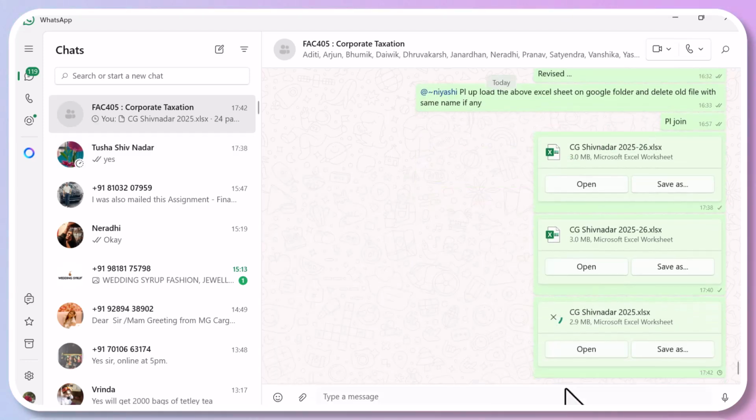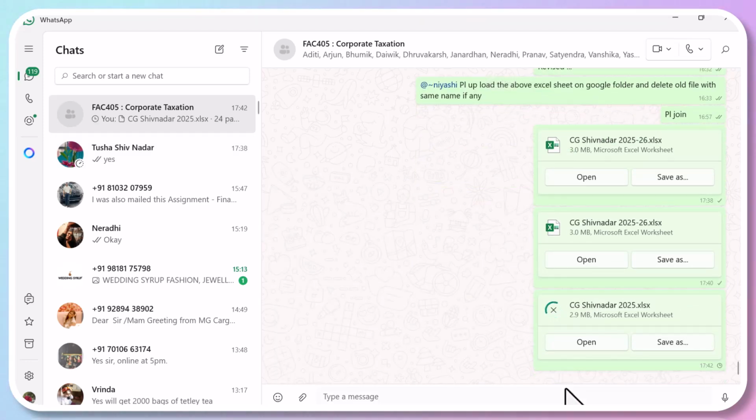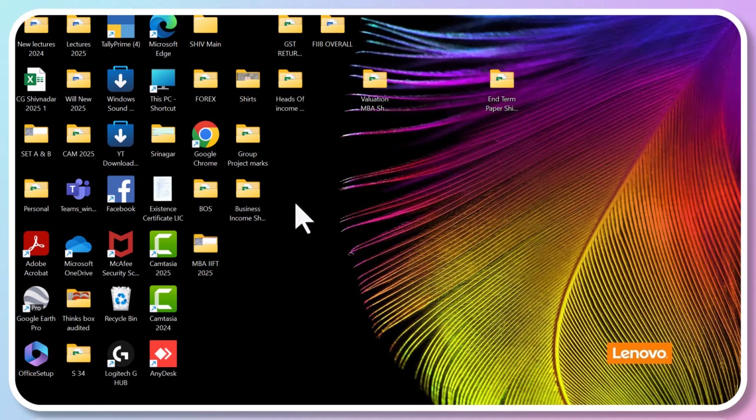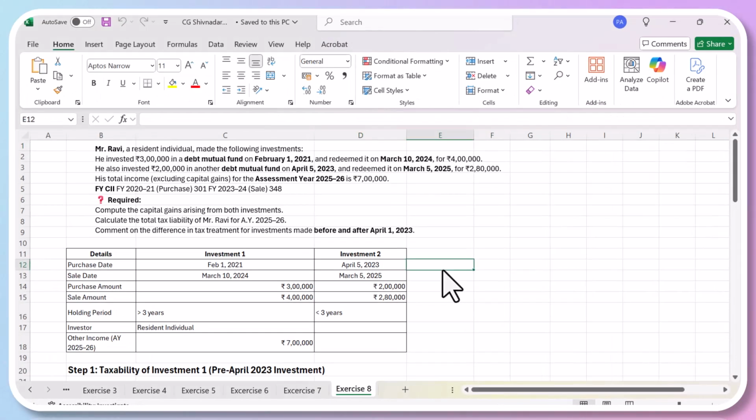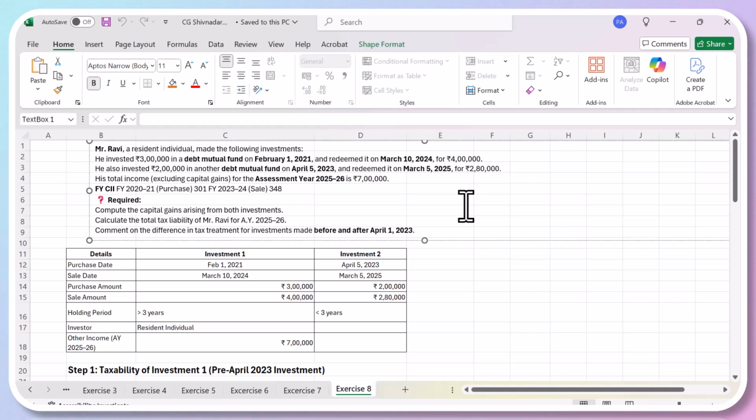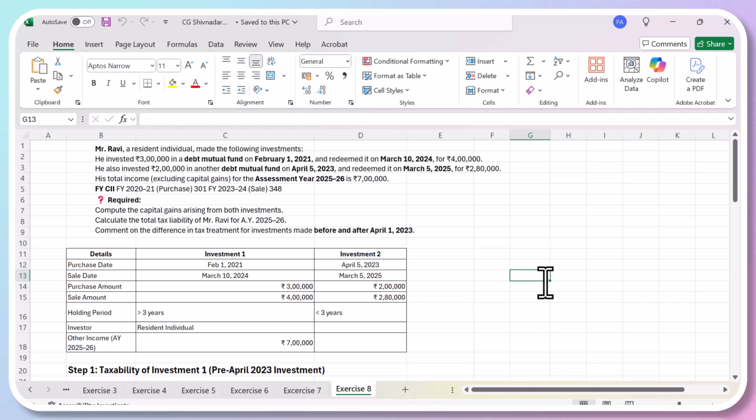Just see that now you will get the right file. So it will take a few seconds. Okay. So fine. So everybody has got it now. Please open the folder now. You have got the right file, and you have to save this file with you because it's very important. Okay. And Nyashi is going to save this file into the folder and delete all the older versions. Okay. Nyashi.